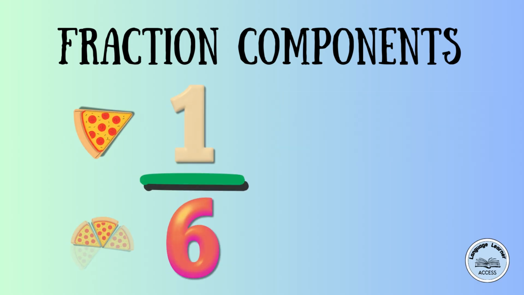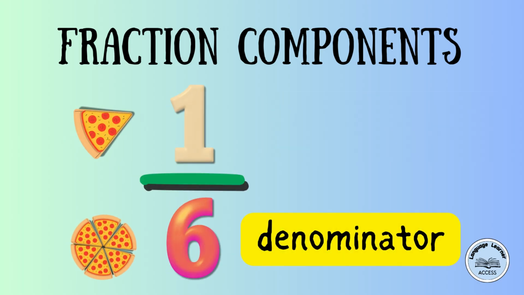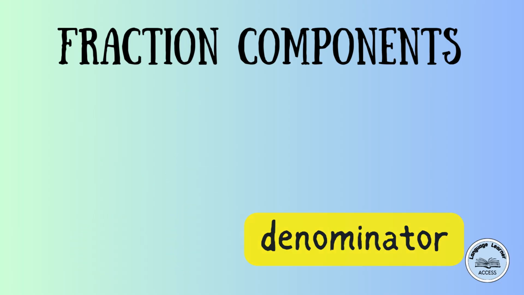The bottom number is the denominator. The denominator tells us how many parts the whole has. In our example, it's 6 slices.